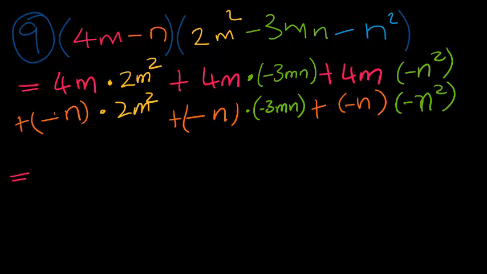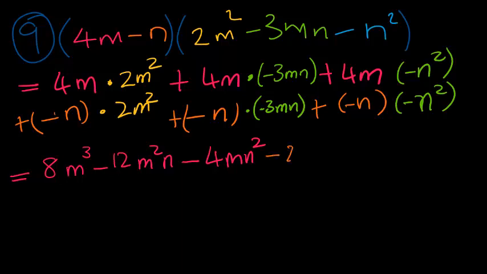So I've got 4 times 2 is 8m cubed. Next I have plus times minus is minus. 4 times 3 is 12 m squared n. Plus times minus is minus 4mn squared. Plus times minus is minus 2m squared n. Minus times minus is plus 3mn squared. Minus and minus is plus n cubed.